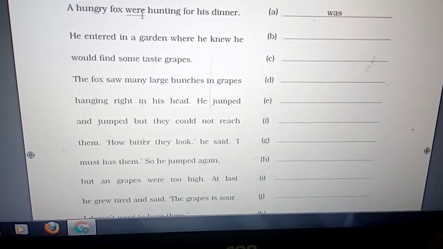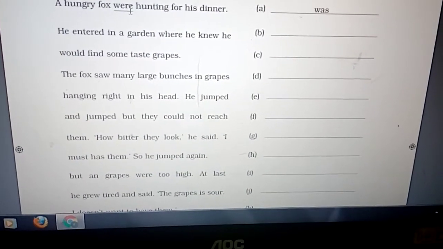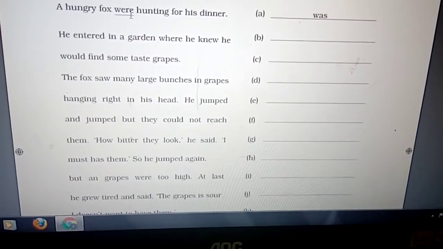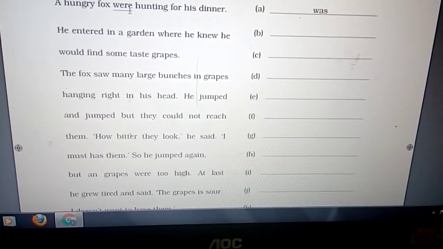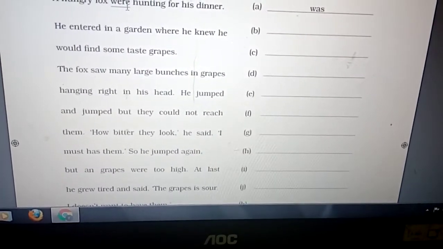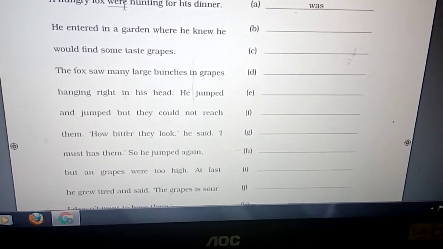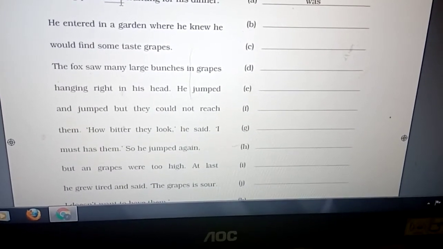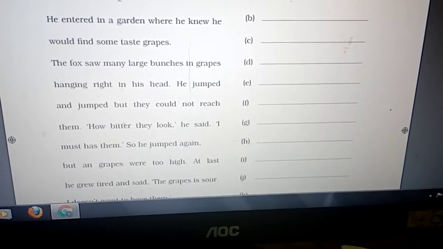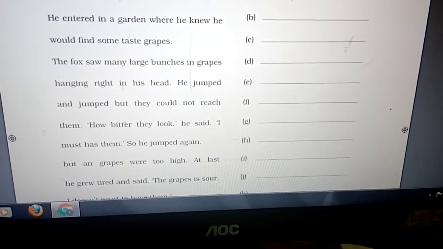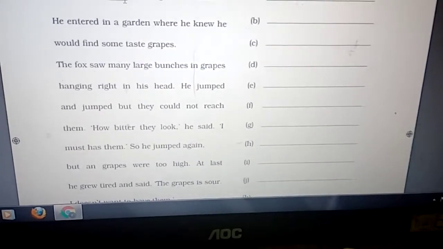The fox saw many large bunches in grapes. Bunches of, not in. The fox saw many large bunches of grapes hanging right in his head. Right in his head, no. Right over his head. We will use over in the place of in, and in bunches of grapes we will use of in the place of in.